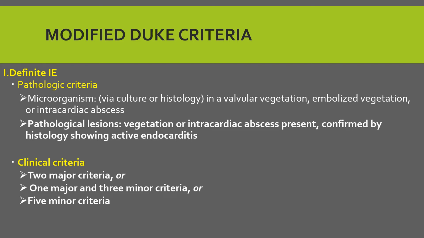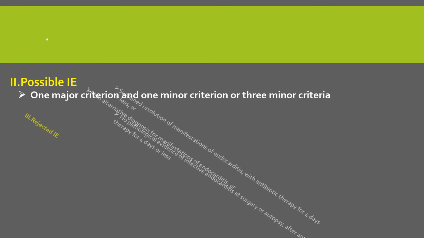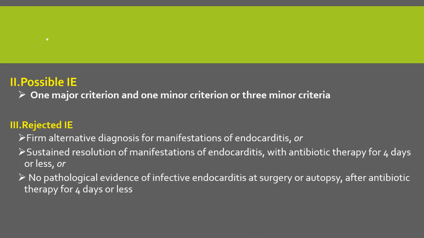And also we can say definite infective endocarditis if there are 2 major criteria, 1 major and 3 minor criteria, or 5 minor criteria. We say possible infective endocarditis if 1 major criterion and 1 minor criterion, or 3 minor criteria are present. And we say rejected infective endocarditis if there is a firm alternative diagnosis for the manifestation of endocarditis, if there is a sustained resolution of the manifestation of endocarditis with antibiotic therapy for 4 days or less, and if there is no pathological evidence of infective endocarditis at surgery or autopsy after antibiotic therapy for 4 days or less.